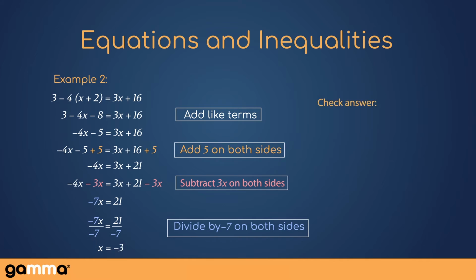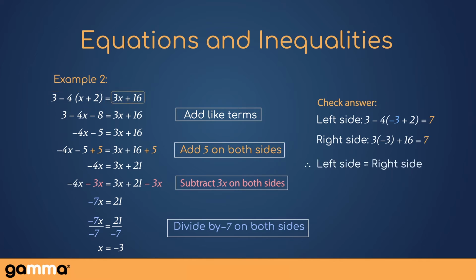Now to check our answer, we take the left-hand side, substitute our x value that we found, and we take our right-hand side, substitute our x value. If the values are the same, it means our answer is correct. So the left-hand side is equal to 3 minus 4 into minus 3 plus 2, close brackets, which is equal to 7. And the right-hand side is 3 into minus 3 plus 16 is equal to 7. So the left-hand side is equal to the right-hand side. Therefore, our solution, which is x is equal to minus 3, is correct.